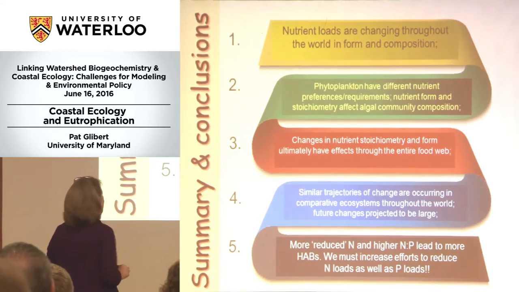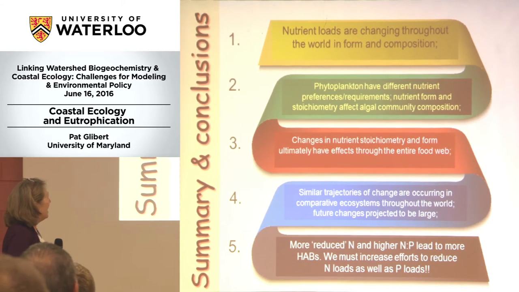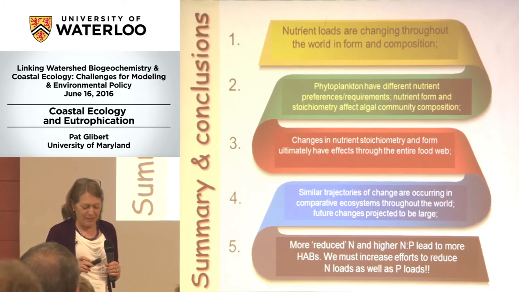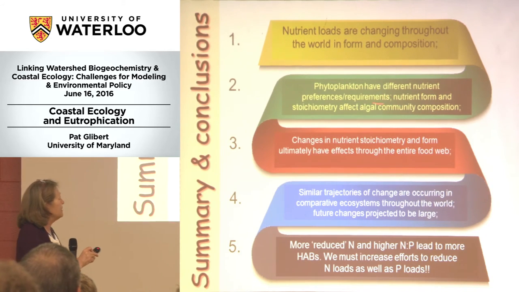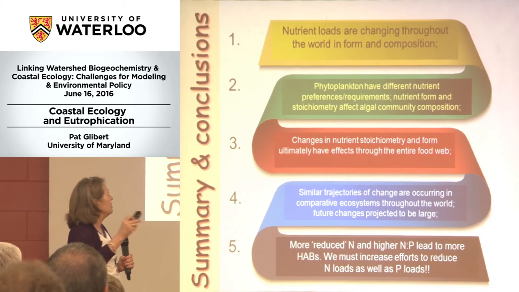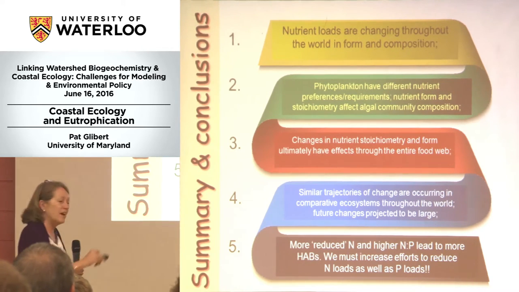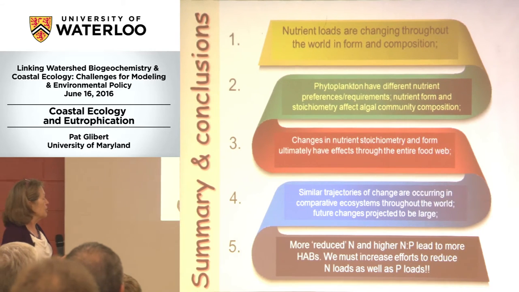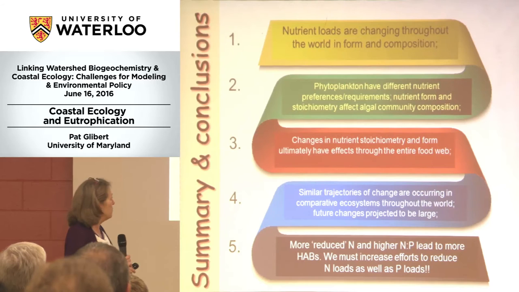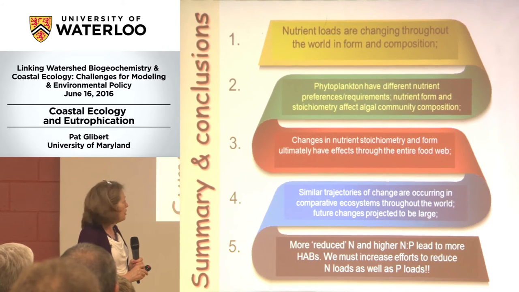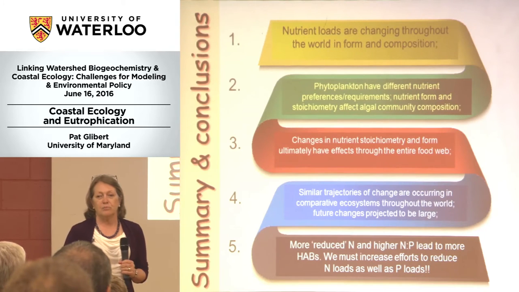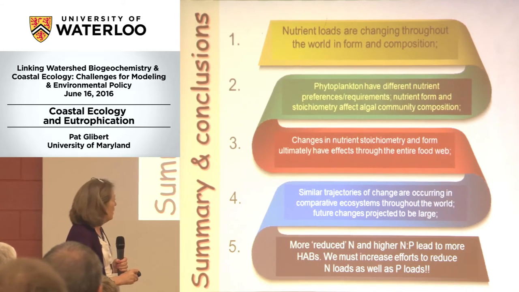So finally, and I know I'm just about out of time, nutrient loads are changing throughout the world in form and composition. Phytoplankton have different nutrient preferences and requirements. Different forms and stoichiometry affect algal community composition. This ultimately has effects through the entire food web. Similar trajectories of change are occurring throughout the world, and these changes are projected to be large.